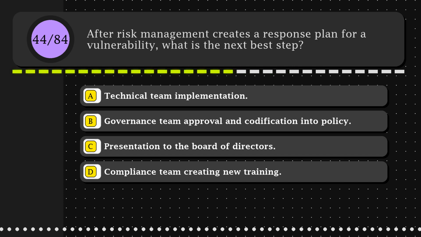Option A, technical team implementation. Option B, a governance team approval and codification into policy. Option C, presentation to the board of directors. Option D, compliance team creating new training.